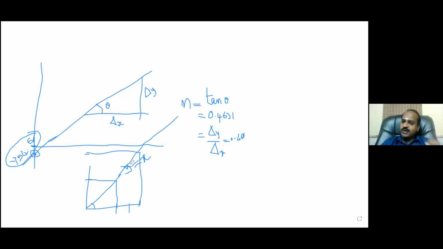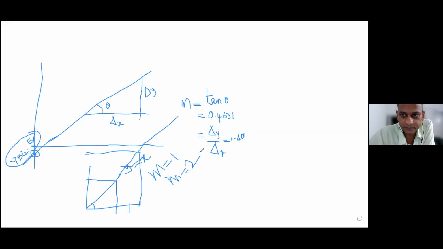So how do you understand this? The m is only telling you that when m equals 1, whatever amount you increase x, the same amount y will increase. If m equals 2, what will happen? When I increase x by 1 unit, y will increase by twice. That's all. Do you now get an idea how to change the y? Yes, sir. That's all.